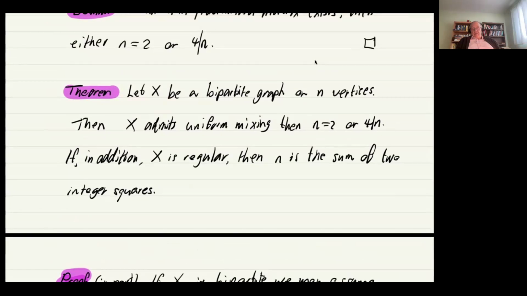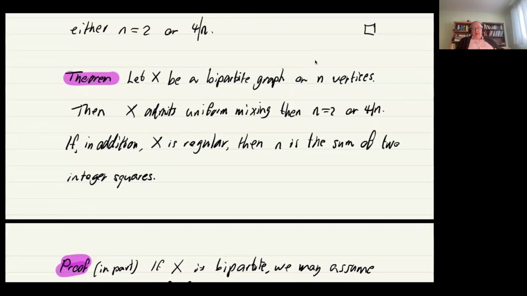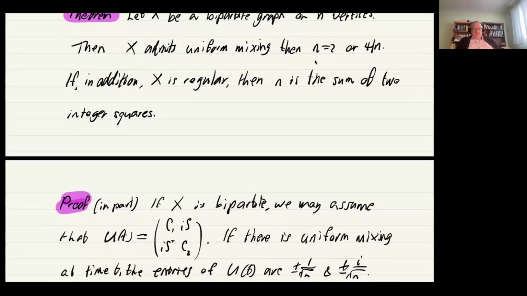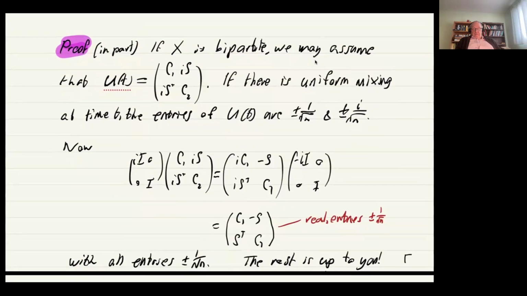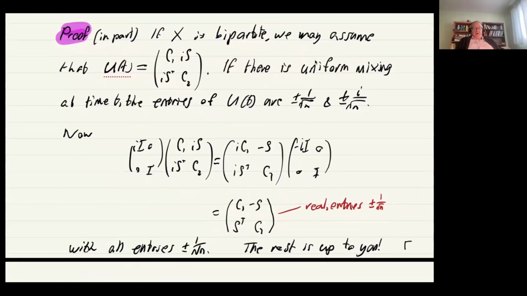Now, when you're dealing with these sorts of situations, things break up into 3. You either have n as a square, or n as the sum of 2 squares, or 4 divides n. And so this is one of these 3 alternatives. Anyway, I'm not giving the full proof. I'm just going to construct the Hadamard matrix and let you think about the rest.